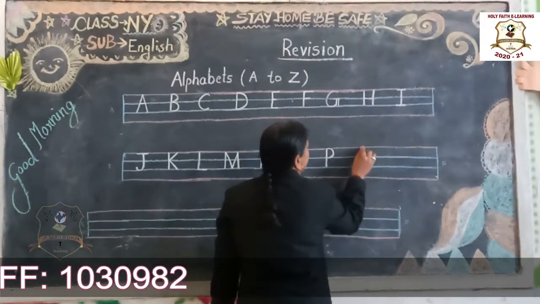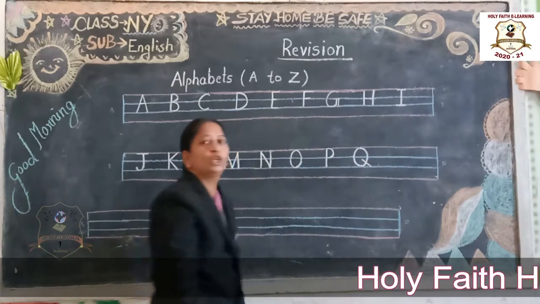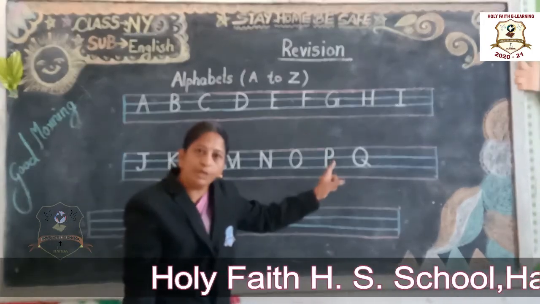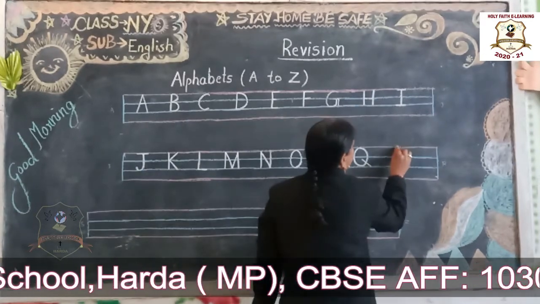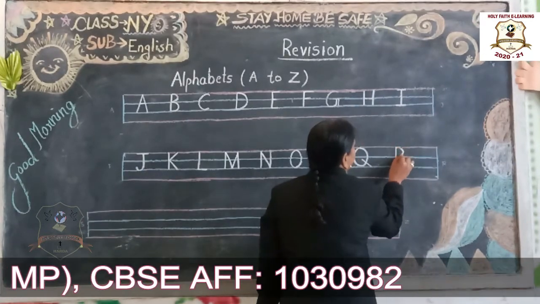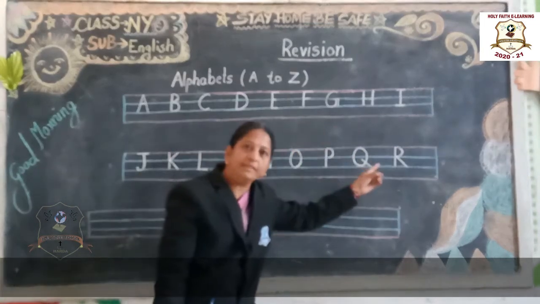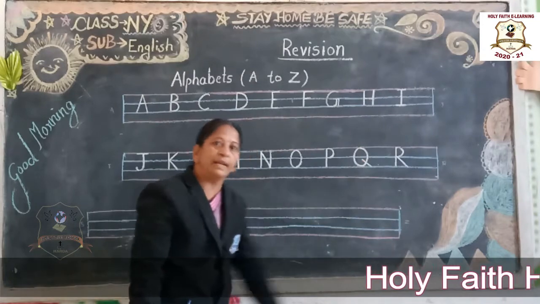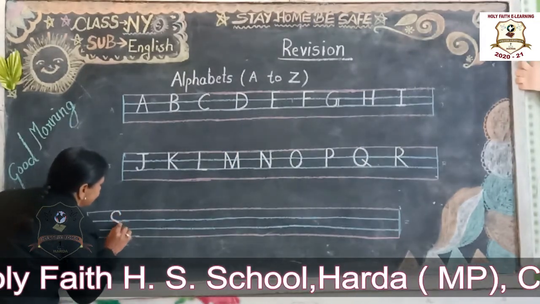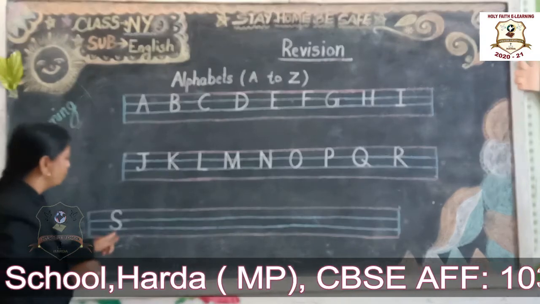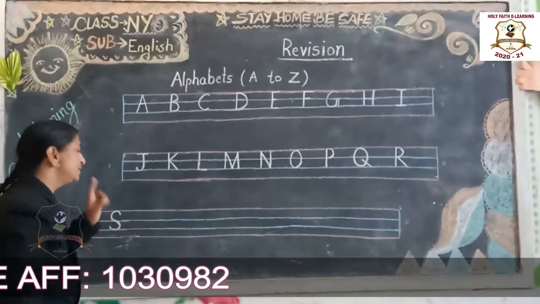Now next Q. Which letter is this? Q. And sound of Q is Q. Now next R. Which letter is this? R. And sound of R is R. Now S. Which letter is this? S. And sound of S is S.